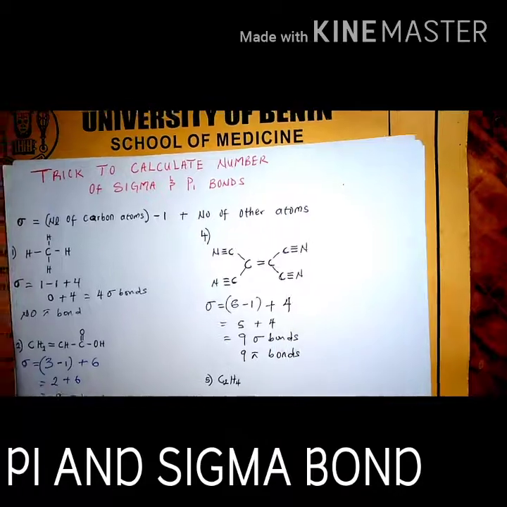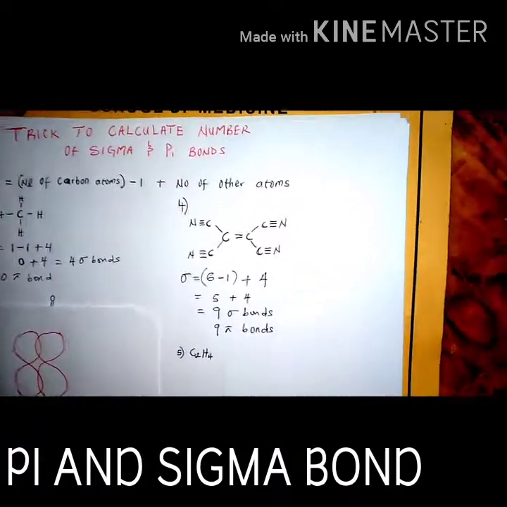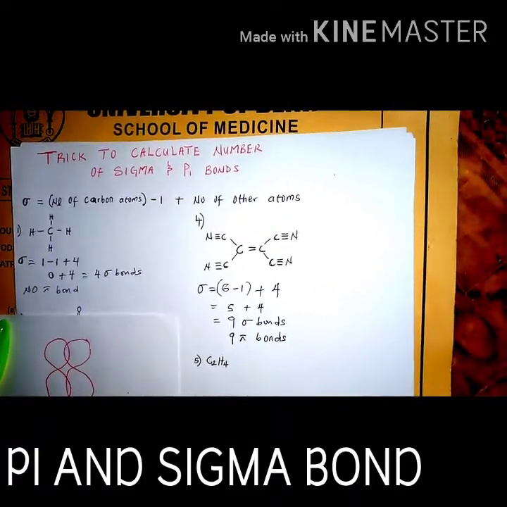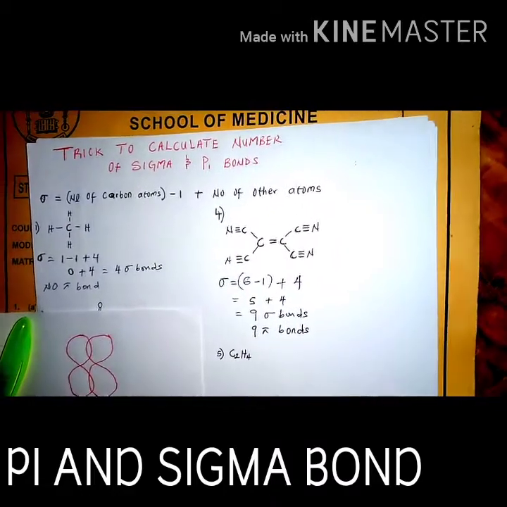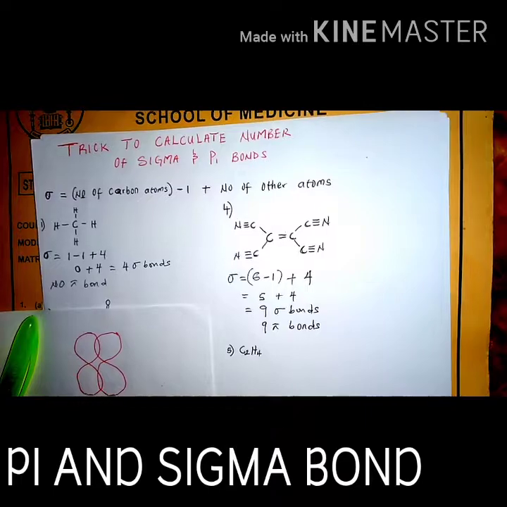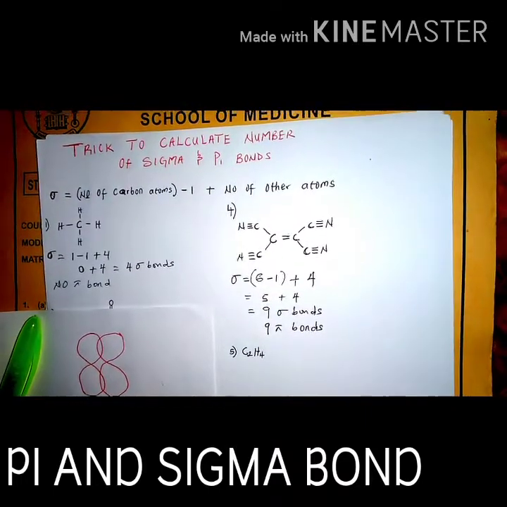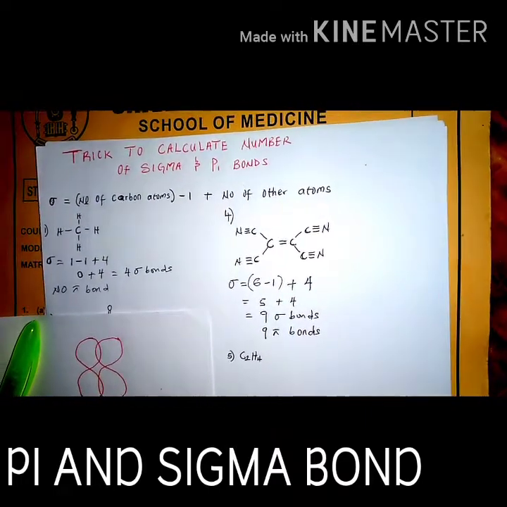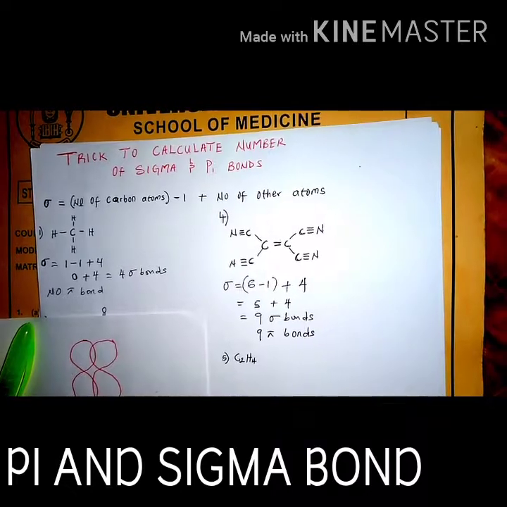Then question 5. I have C2H4. This is ethene. Now you know ethene is the simplest member of the alkene family, and it is used to hasten the ripening of fruits. Don't forget, to hasten the ripening of fruit.